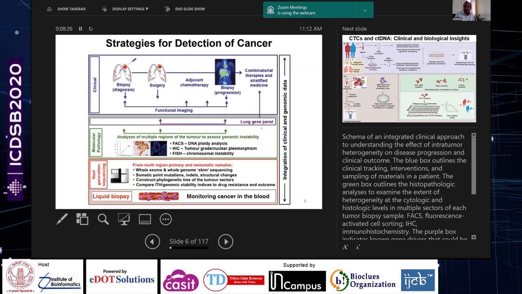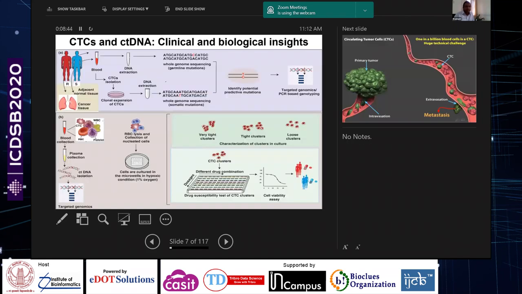But what has changed, I would say, for the last 5 years, is that liquid biopsy came. And in many clinics, we are actually practicing liquid biopsy. How? Because, as I mentioned, it could monitor the cancer in blood. This is something very interesting. What my group is working on is both aspects: CTCs, circulating tumor cells, and ctDNA.